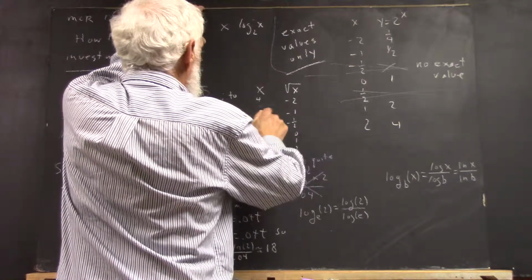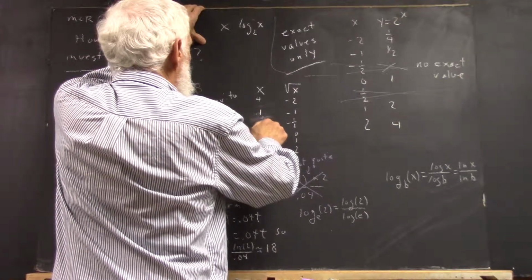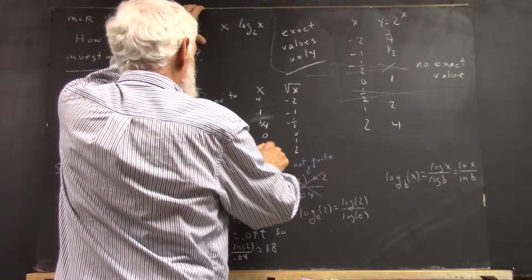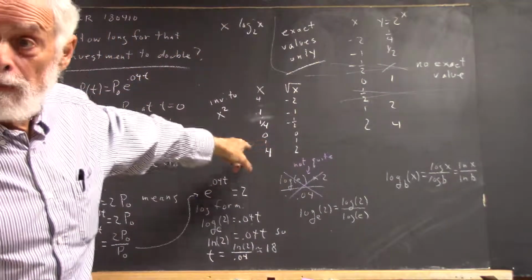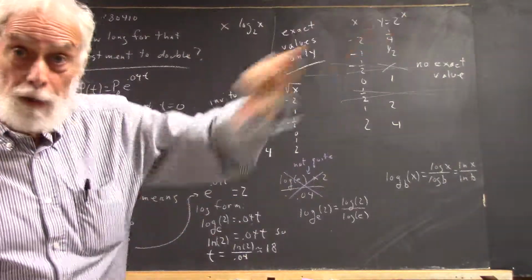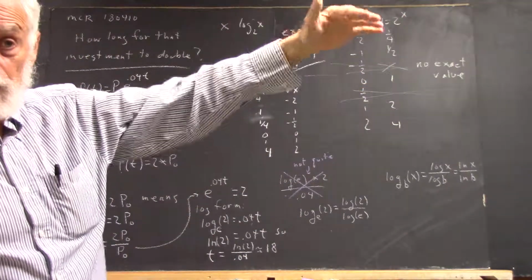Well, not lining them up right. 4, 1, 1/4, 0, 1, 4. And then we graph this, giving us our log graph. I mean our square root of x graph.